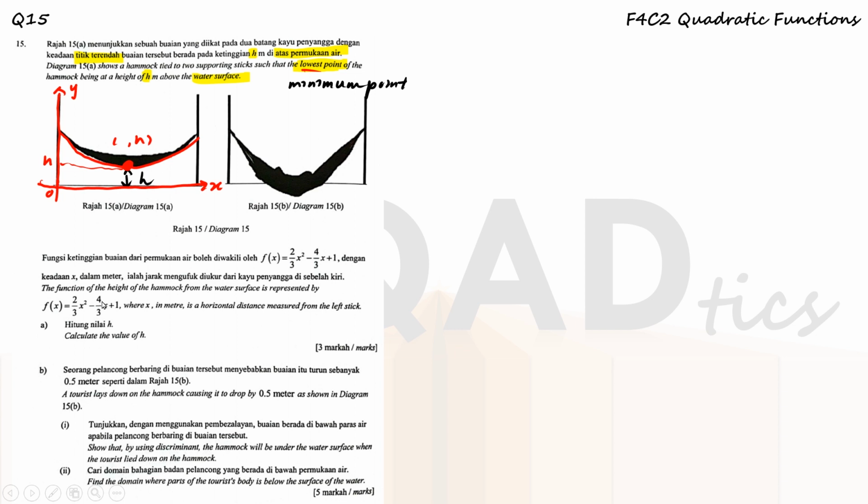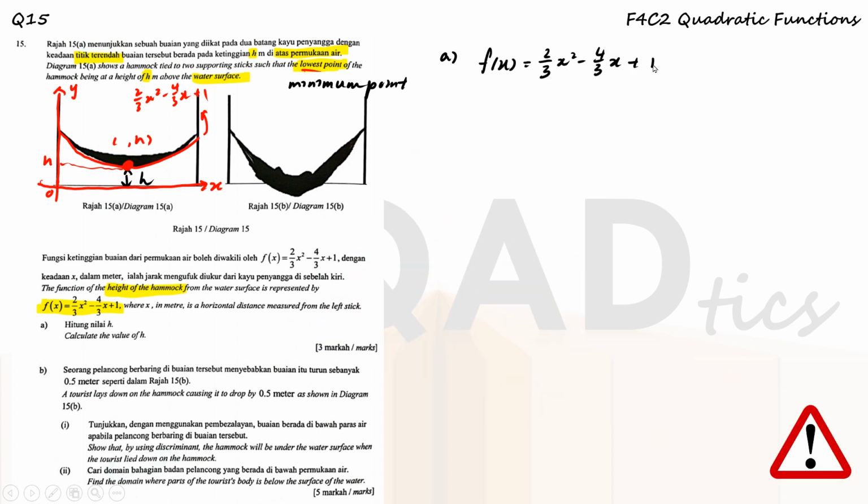Okay, so it also gives us the function of the height of the hammock, which is this. Okay, so the line's equation would be 2 over 3 x squared minus 4 over 3 x plus 1. And now we need to find the value of h. So this means that we need to find the y coordinate of the minimum point. Right, so how do we find it using this equation? We can actually use the completing the square method.